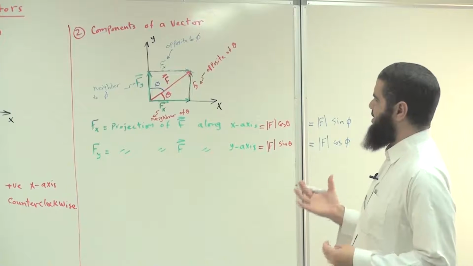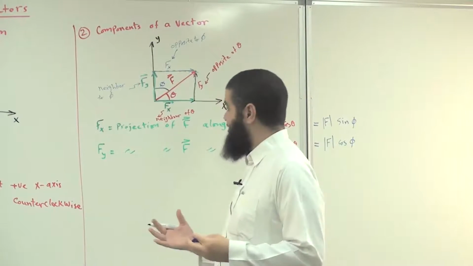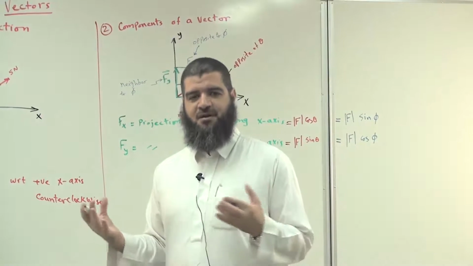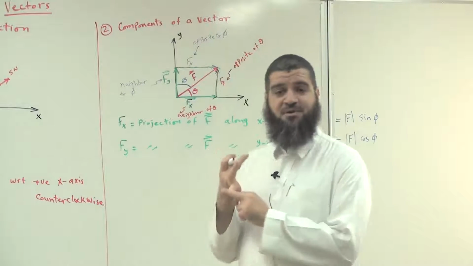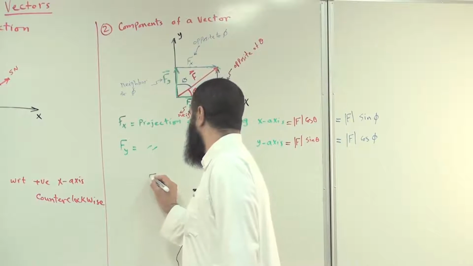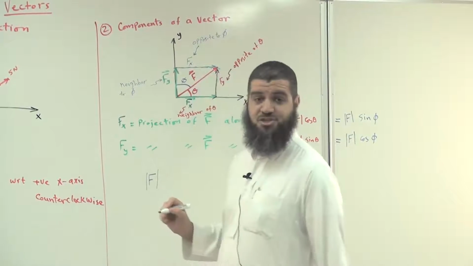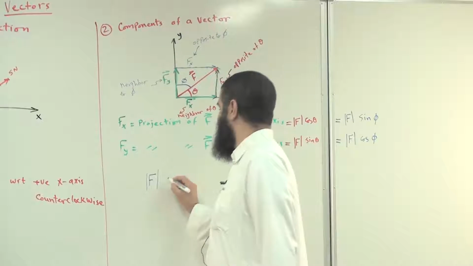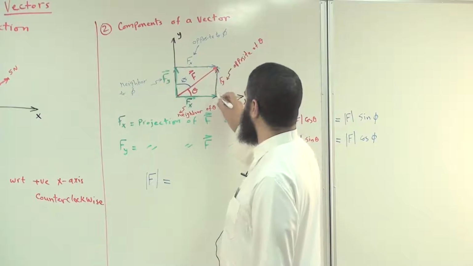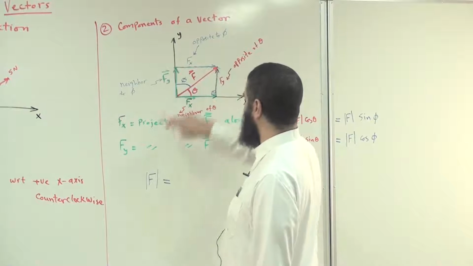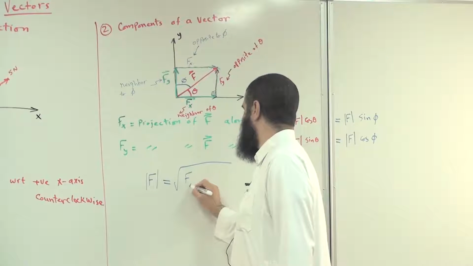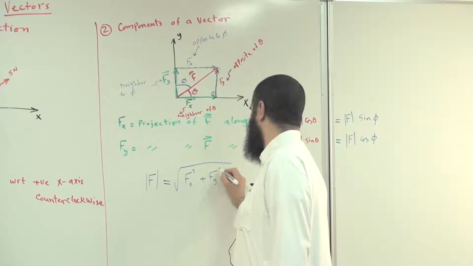So if we know the vector, we can find its components, or if we give the components of a vector, we are fully describing the vector. If you know the x component and the y component of a vector, we can find its magnitude. The magnitude of a vector, given its x component and y component, can be found using Pythagoras. Here you have Fx, Fy, and this angle is 90 degrees, so we can find this length as the square root of Fx squared plus Fy squared.